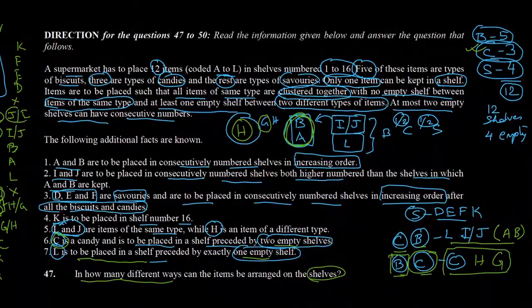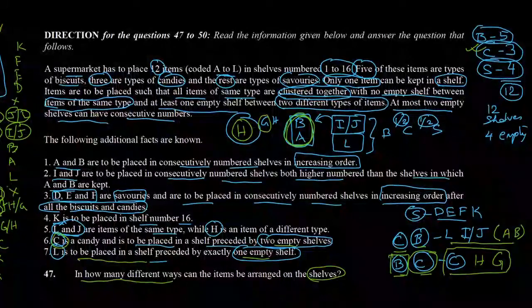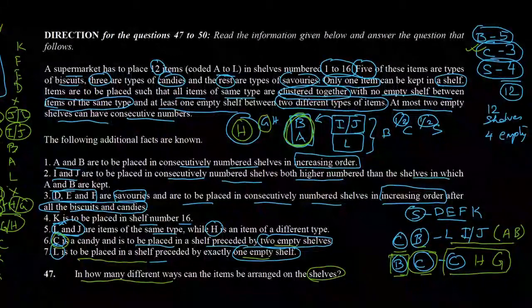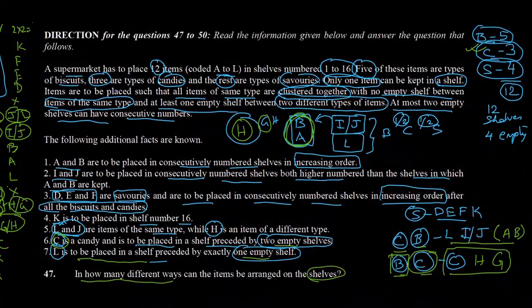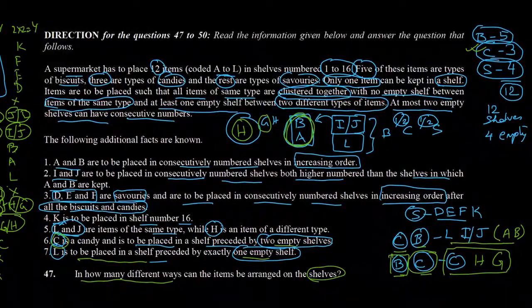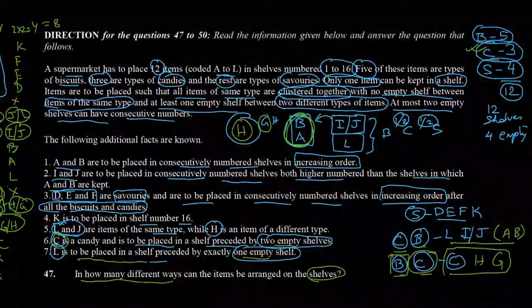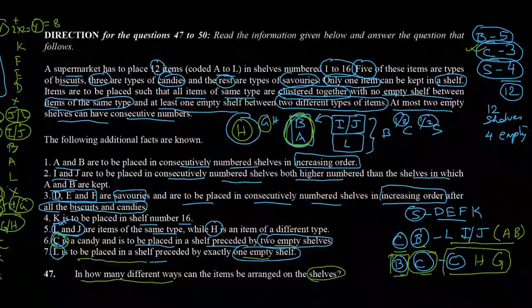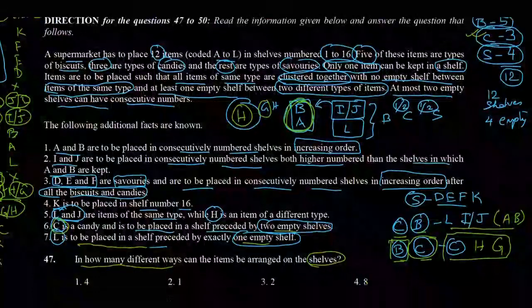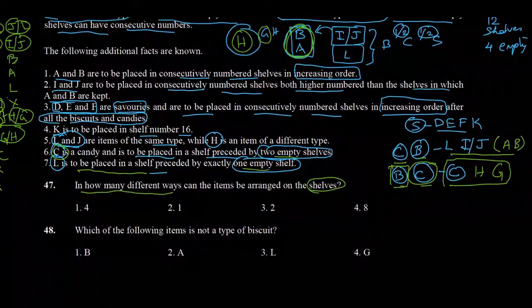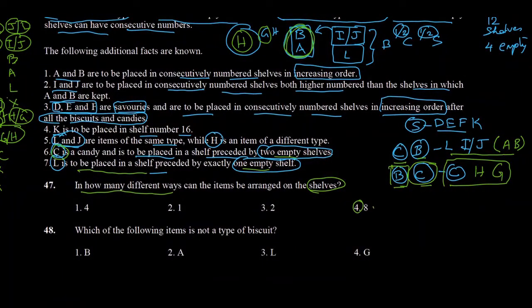Similarly, in the second case, we can interchange I and J, and correspondingly we can interchange G and H. So 2 into 2 equal to 4 again. So the total number of ways in which these can be arranged is 8. 4 plus 4 is 8. So let's see the options. So option number 4, which says 8, is the correct answer.